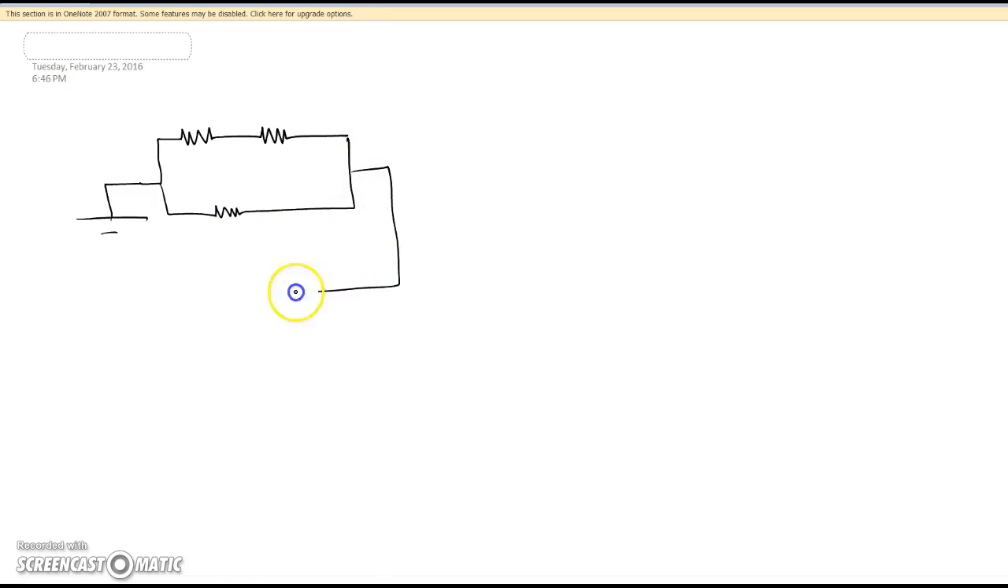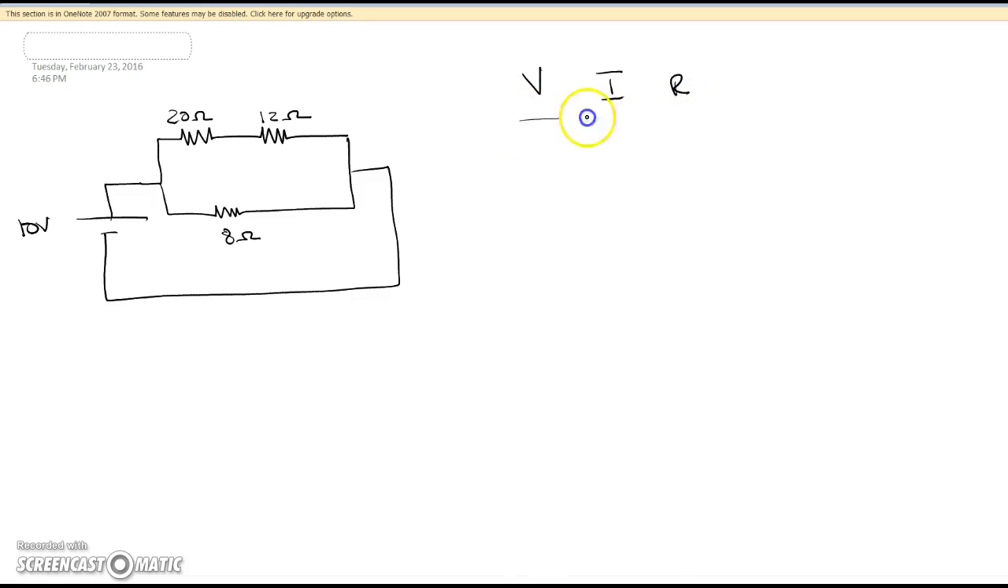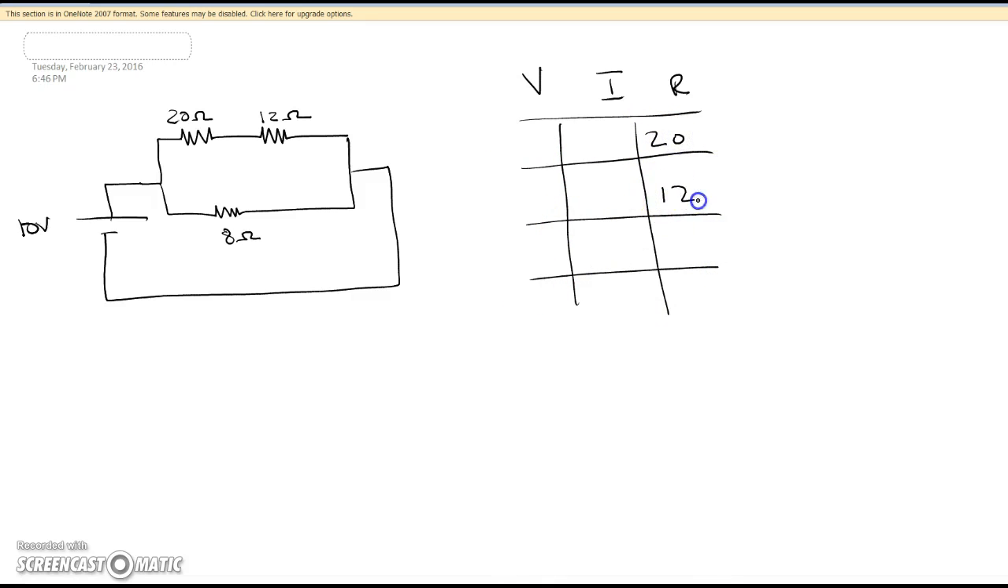For this circuit, we're going to do a series in parallel. Just like before, let's make our VIR chart. Fill in. This one we only have 3 resistors. Like we said in the other video, you're going to circle your combinations first.